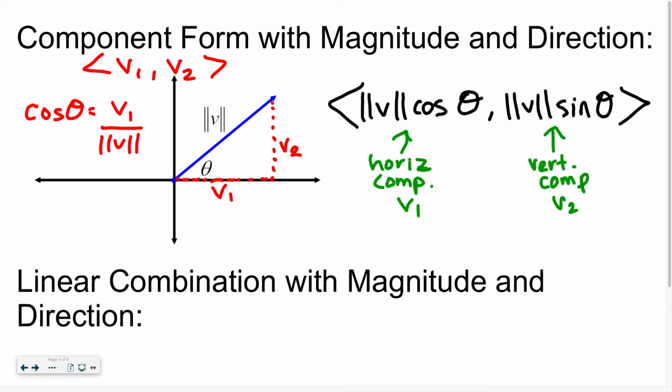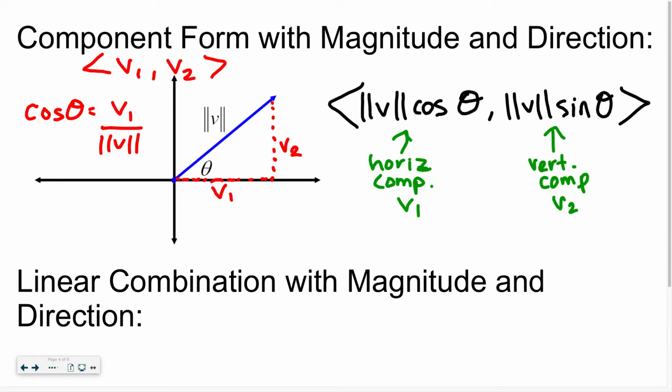So, yesterday we talked about v sub 1, v sub 2 being x sub 2 minus x sub 1, y sub 2 minus y sub 1. And that's if you have information like initial and terminal point. And now we're saying v sub 1, v sub 2 is magnitude times cosine, magnitude times sine. That's if you know the magnitude and the angle.